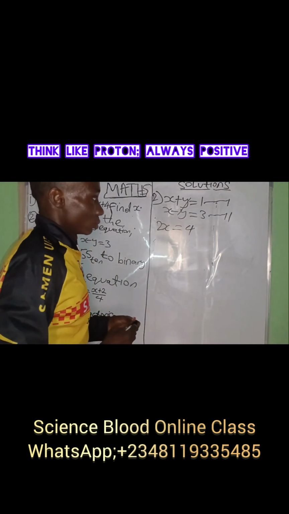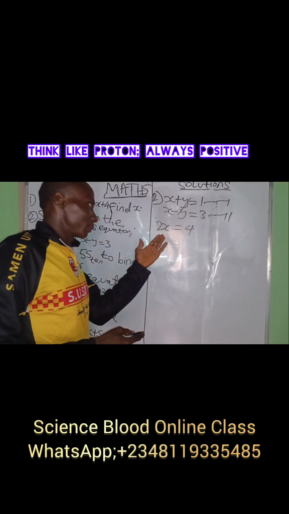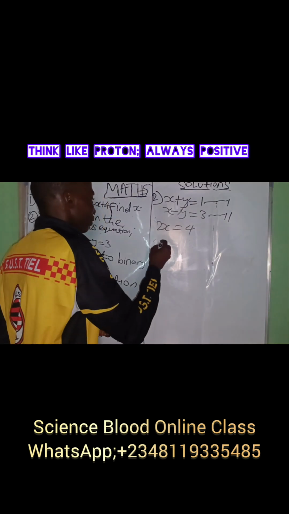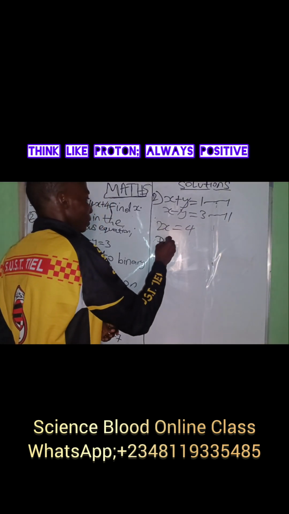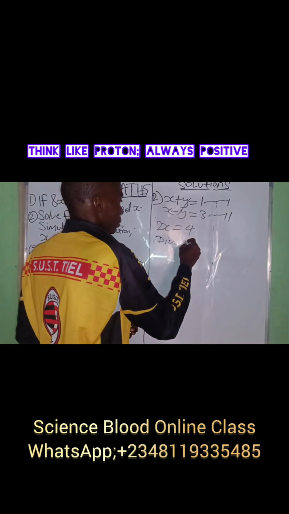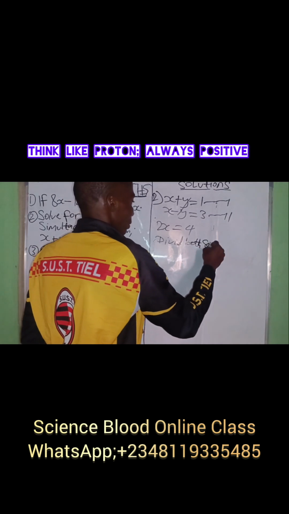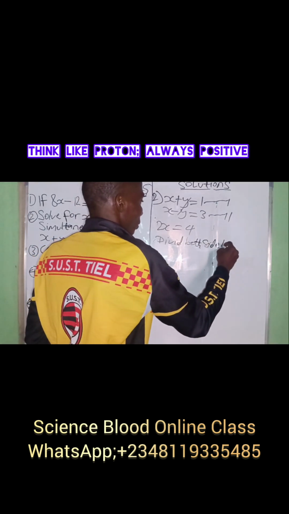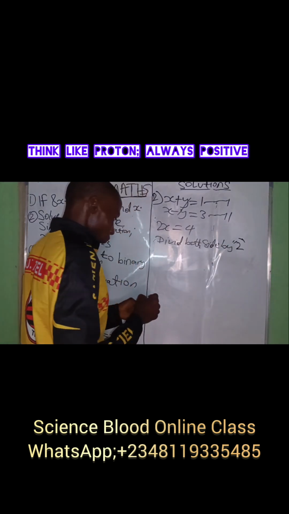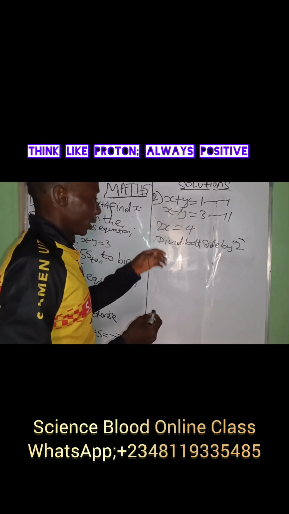So the next thing we should do here is to divide both sides by the coefficient of x, which is 2. So we now divide both sides by 2, which is the coefficient of x.